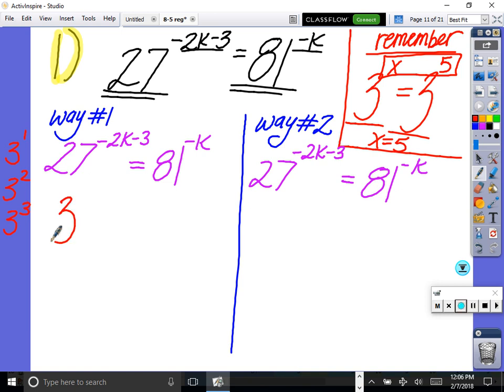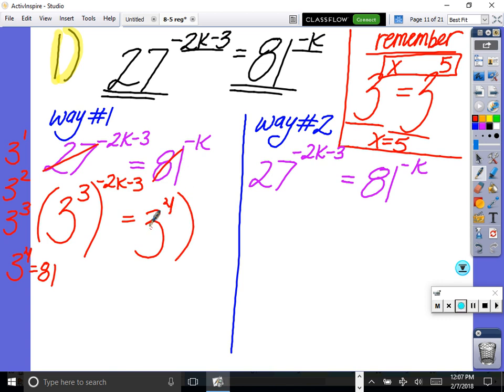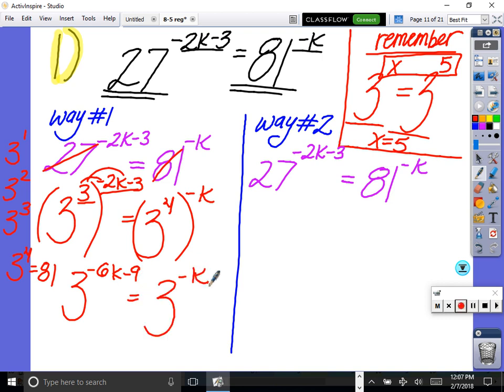So right here we have this, 3 to the third, that's 27, raised to the negative 2k minus 3. Isn't that the same thing, just writing it different? Is equal to, and then if you keep going, 3 to the fourth is 81, so then we can say, well, that is base 3 to the fourth, raised to the negative k, and now I say raise the power to a power you multiply, so we have 3 to the negative 6k, distribute, minus 9 equals 3 to the negative k. And now because we have the same base, we can just say, okay, negative 6k minus 9 equals negative k.